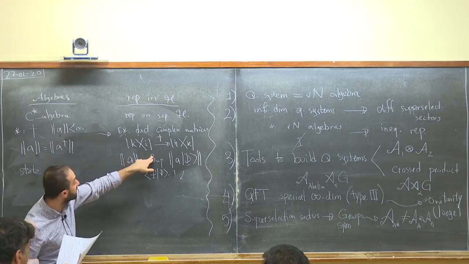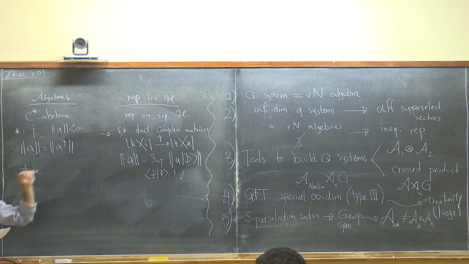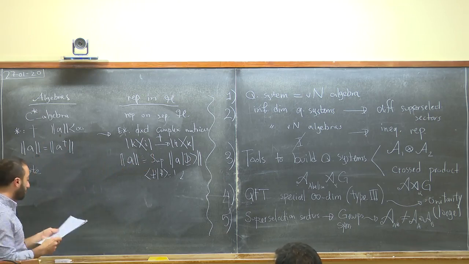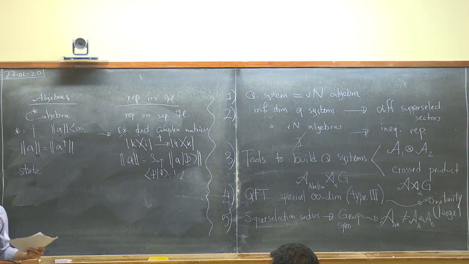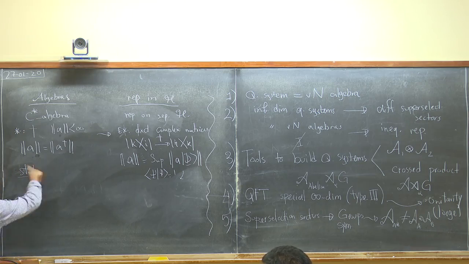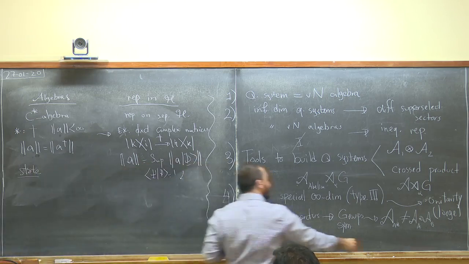Now, I gave you an example in a particular representation. These are very abstract objects, right? And we would like to talk about them abstractly for a reason that is going to become clear in a second. So what is a state? I said this is a quantum system, abstractly. So what is a state?